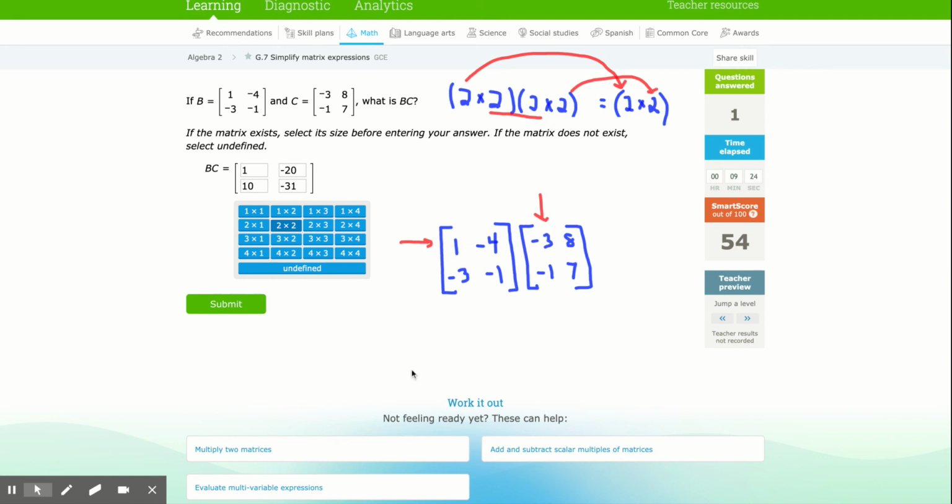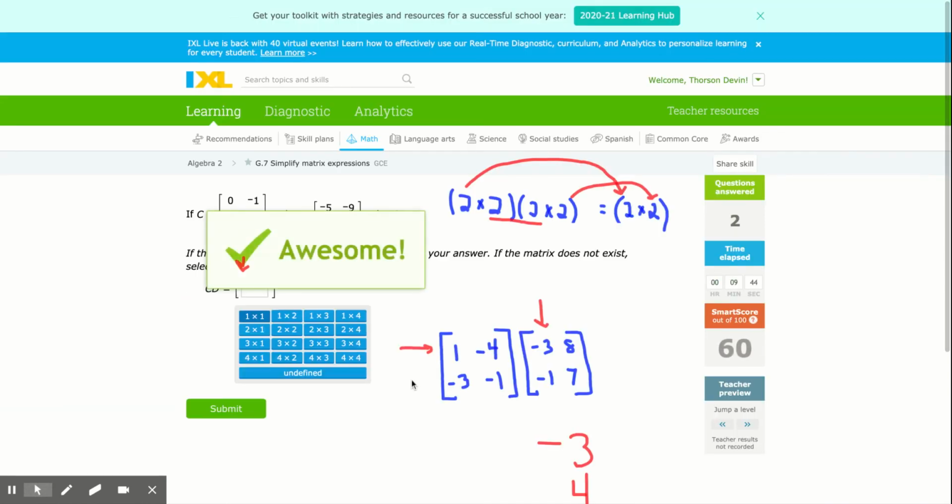1 times negative 3 will be negative 3. And then I added it to 4 times negative 1, which is negative 4, and negative 3 plus 4 is 1. And that was the first row, first column. That's where I got that 1. Again, if you need a review, go back to the previous lesson on multiplying matrices and review.